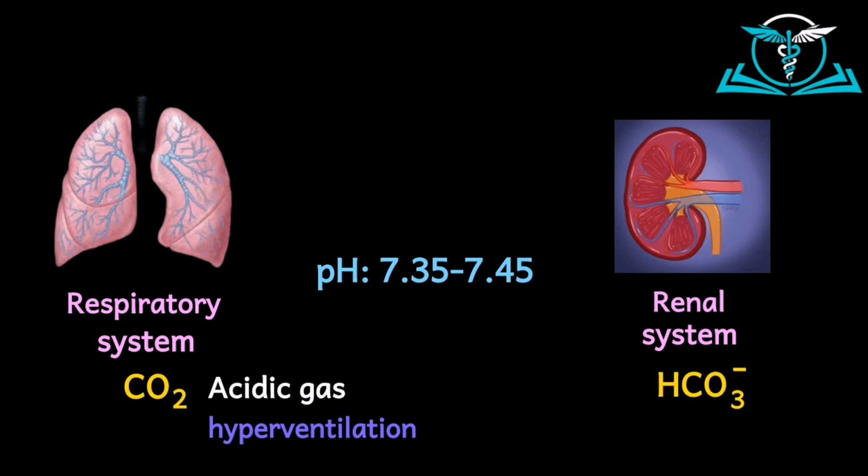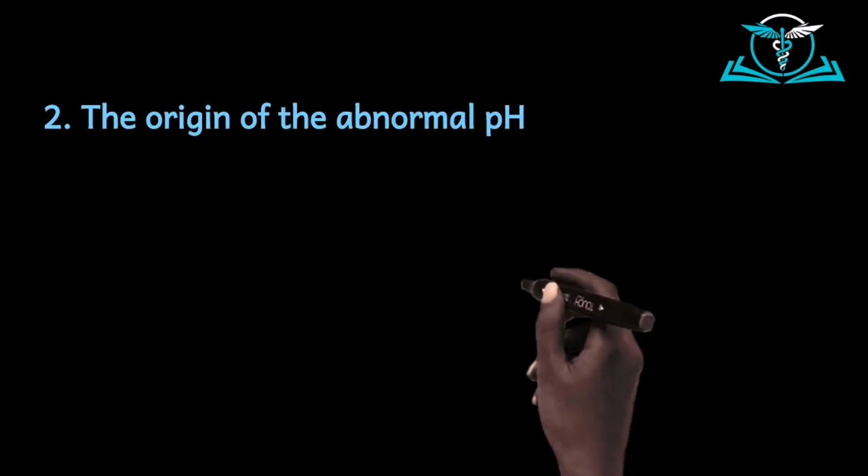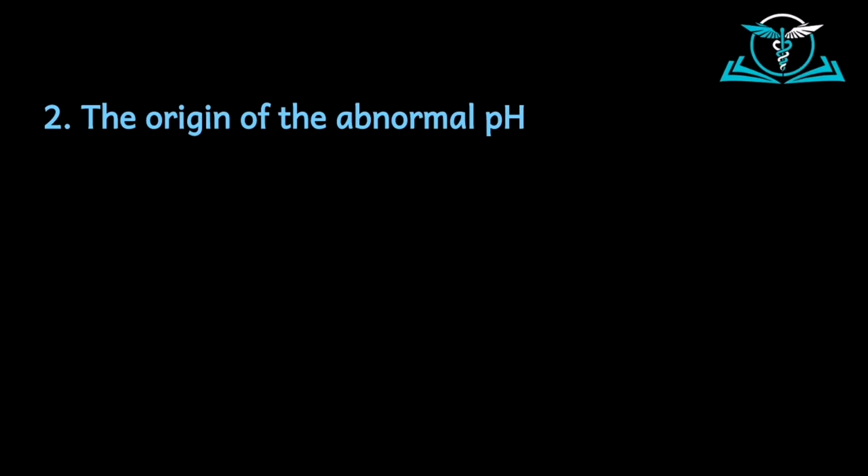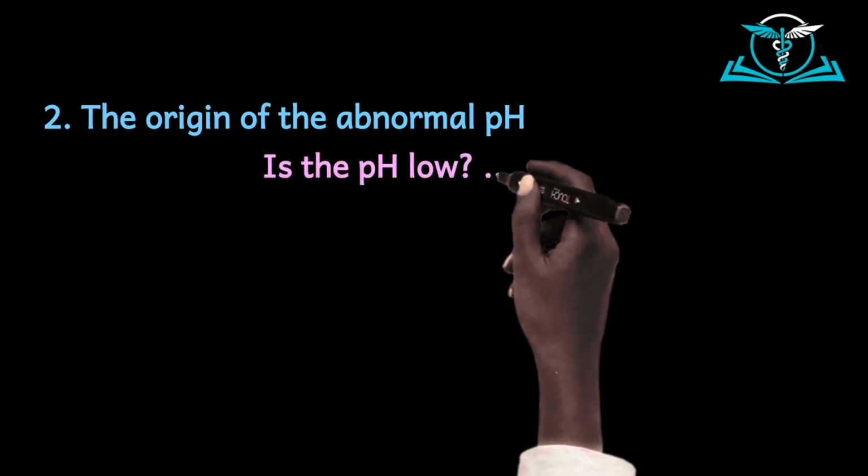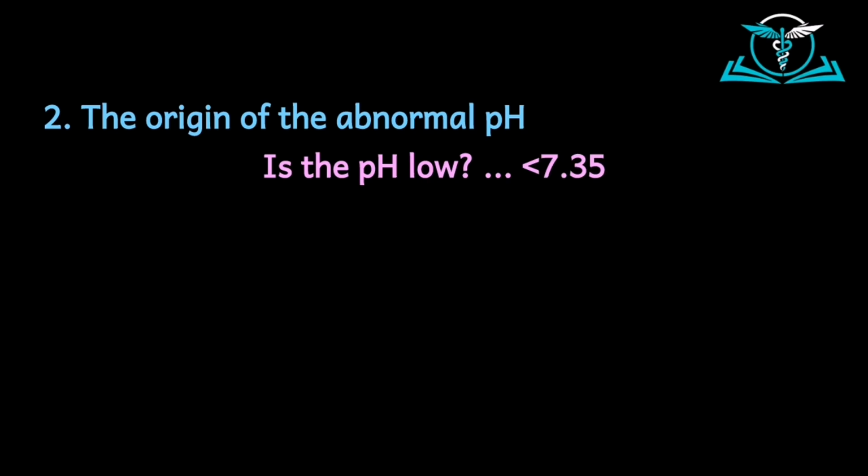Now that you understand this principle, we are good to go. And so let's see how to determine the origin of the acid-base problem. How do you tell the origin of an abnormal pH? You now know the weapons each of the two systems use to regulate acid-base status. So let's take an example. We checked the pH and it was low, that is less than 7.35. Straight away we know that there is acidemia. It means that something is causing elevation of hydrogen ions.